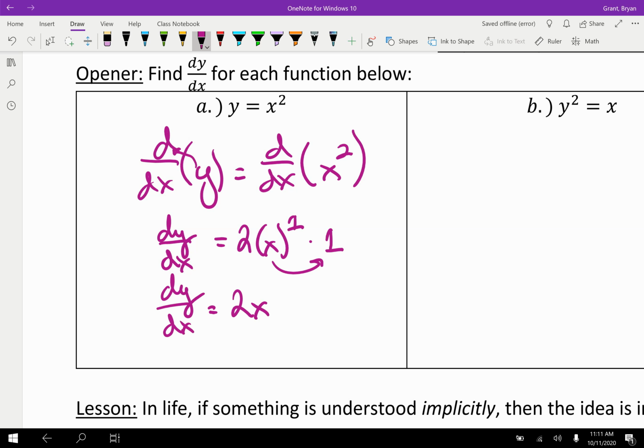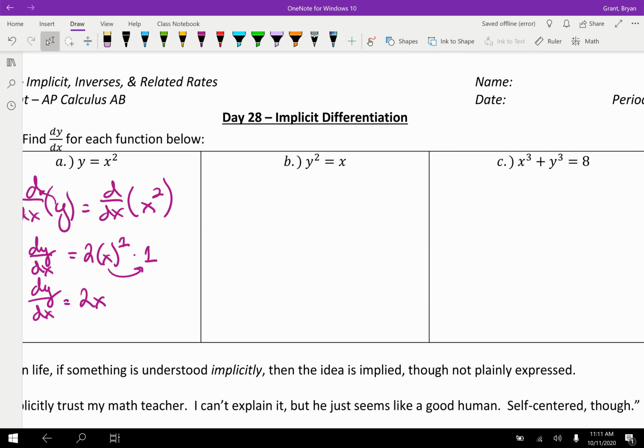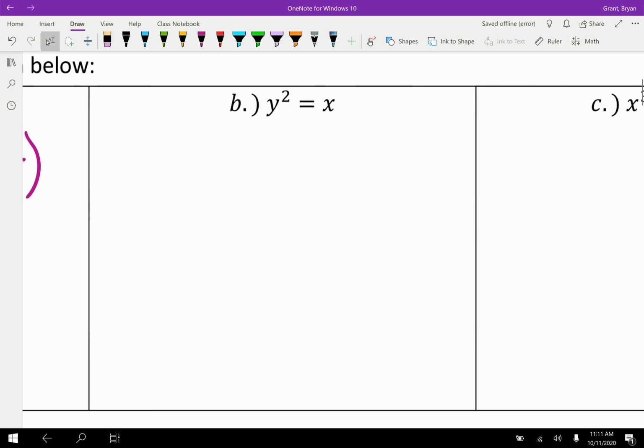Moving on, these next two can be a little bit trickier. y squared equals x, and x cubed plus y cubed equals 8. Now, my guess is what you probably did here is you went through and isolated y first. I mean, that's what I would have done. So we would, of course, introduce a square root, and we know that whenever we introduce a square root, we need a plus minus here. So it becomes y equals the plus minus square root of x.